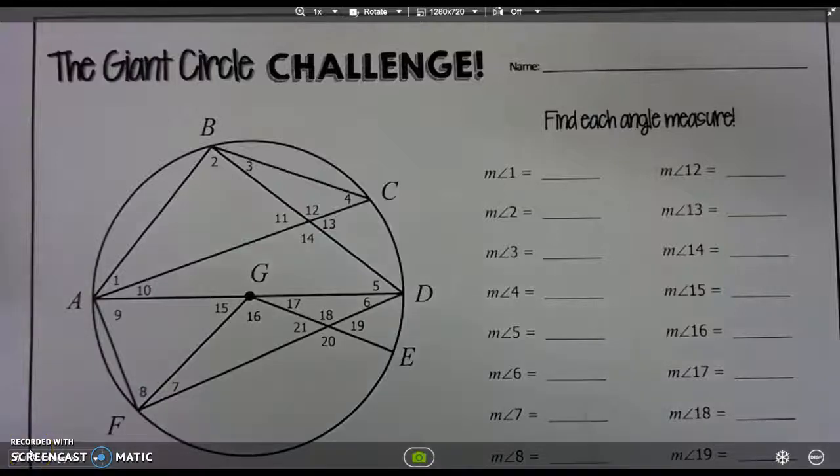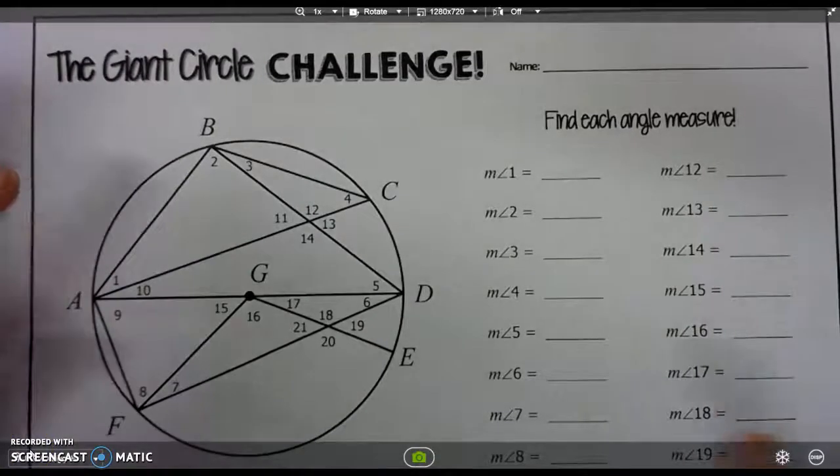Okay, this is what you're supposed to be doing first in class today. It's the Giant Circle Challenge, and it's going to be a group quiz grade. So make sure you get this done and turn it in to the sub. If you turn it in late to me, I'm going to count it as late. I'm going to take 10 points off of it, so it's going to drop a letter grade if you do not turn it in to the sub as I ask you to.